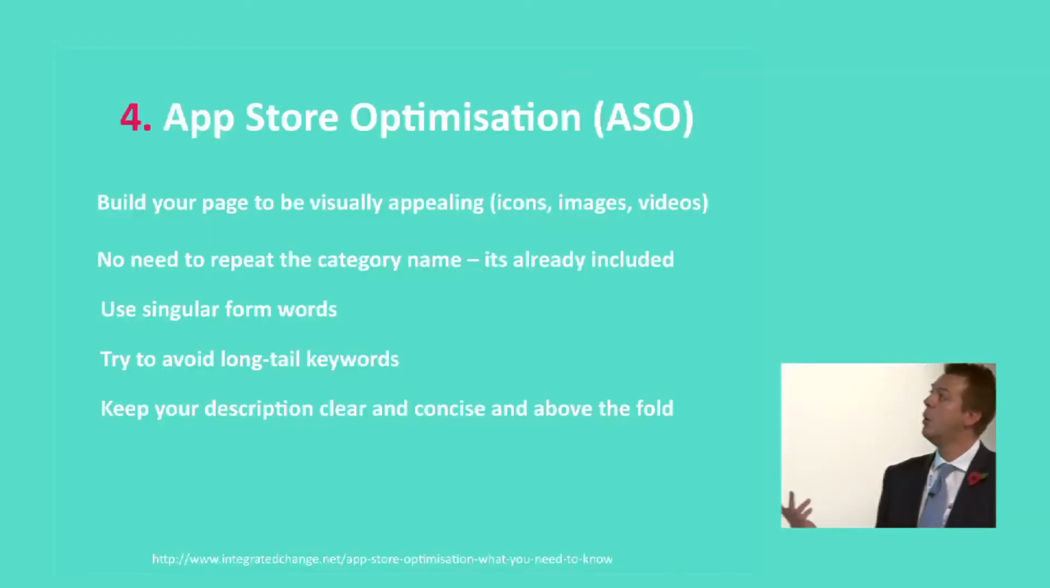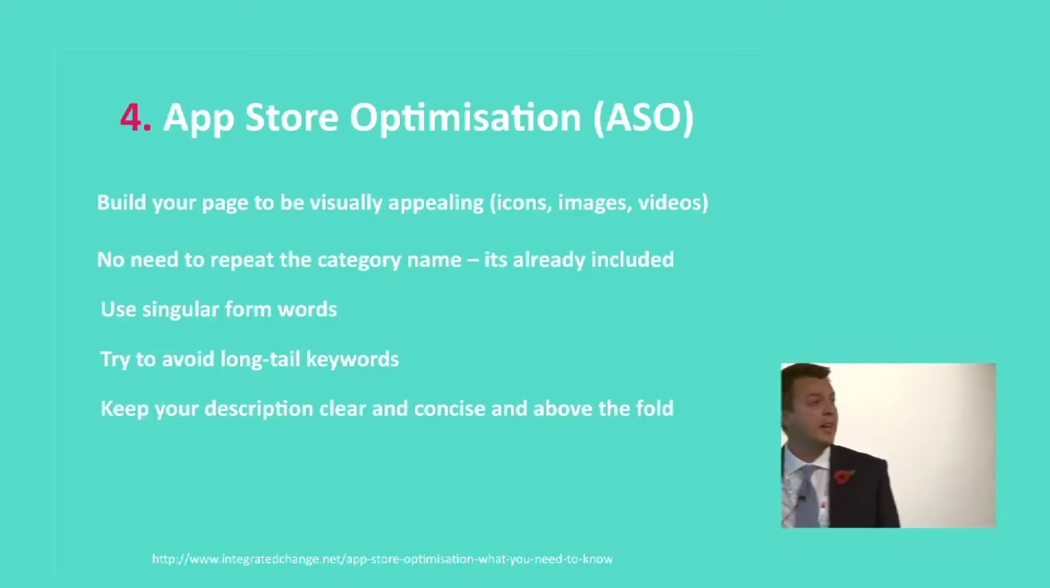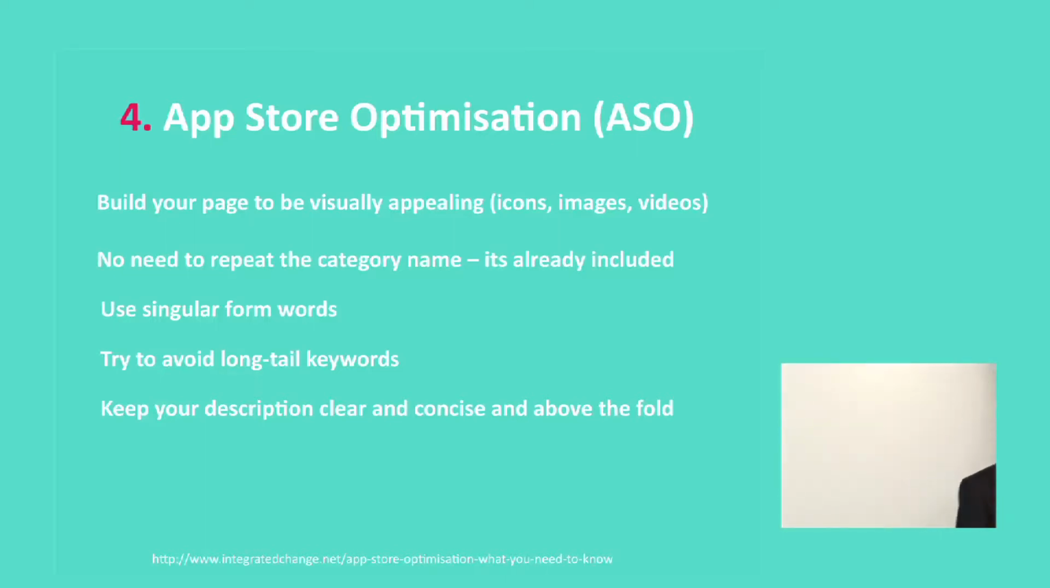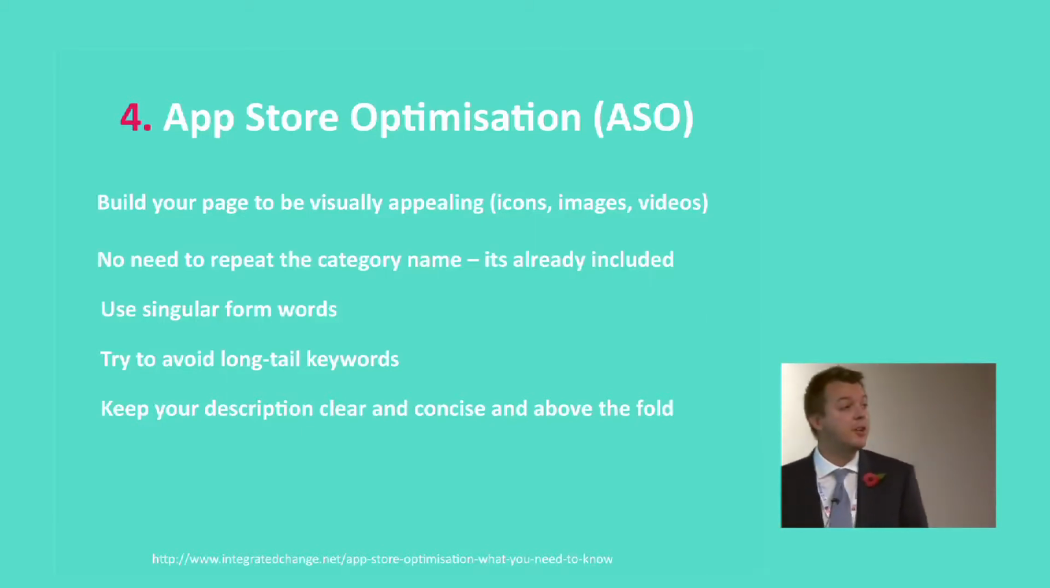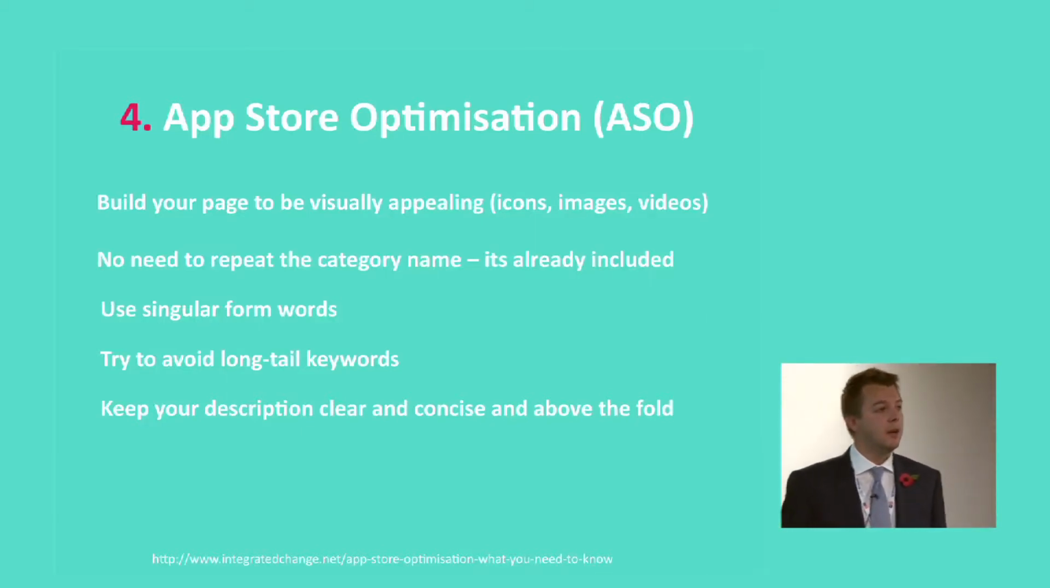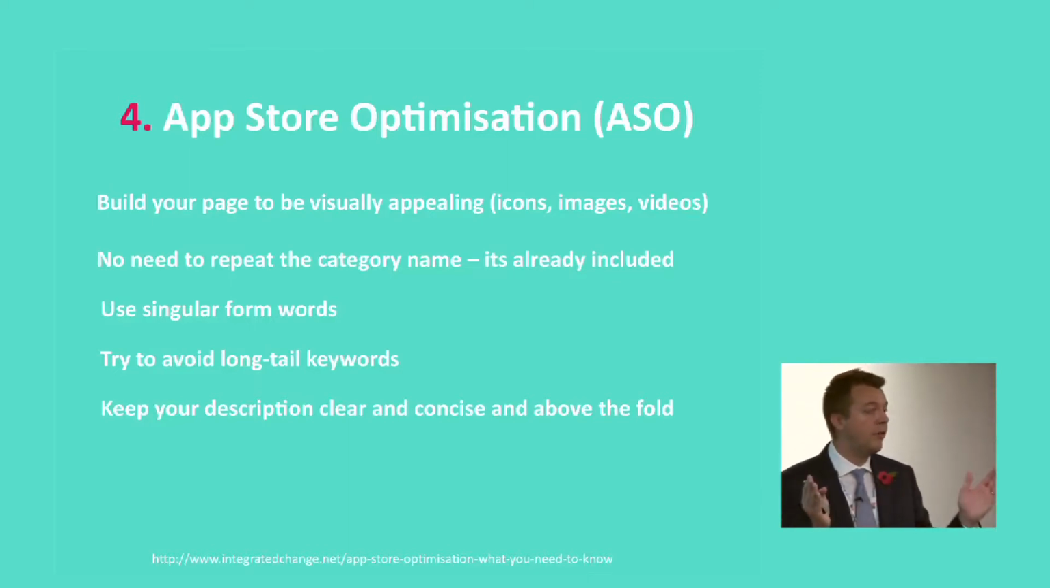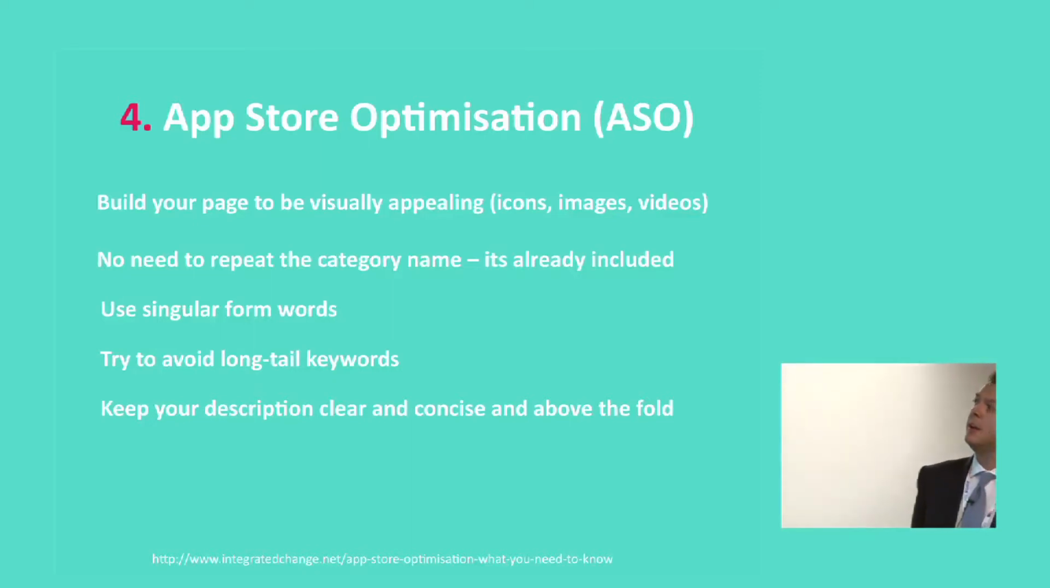So my tips, when you're optimizing your app on the App Store, build a page that's visually appealing. I see far too many App Store entries with just one screen, just one image, and I'm not going to download it. Put all the images on. For Google Play, you can have embedded YouTube videos. Spend some time creating a video, a walkthrough of your application, because that's what's going to make people download it. And make sure it's visually appealing.